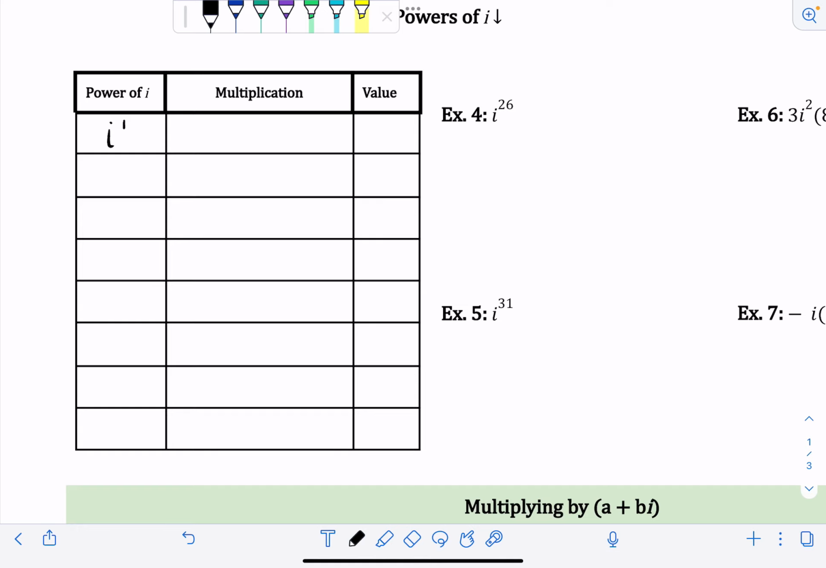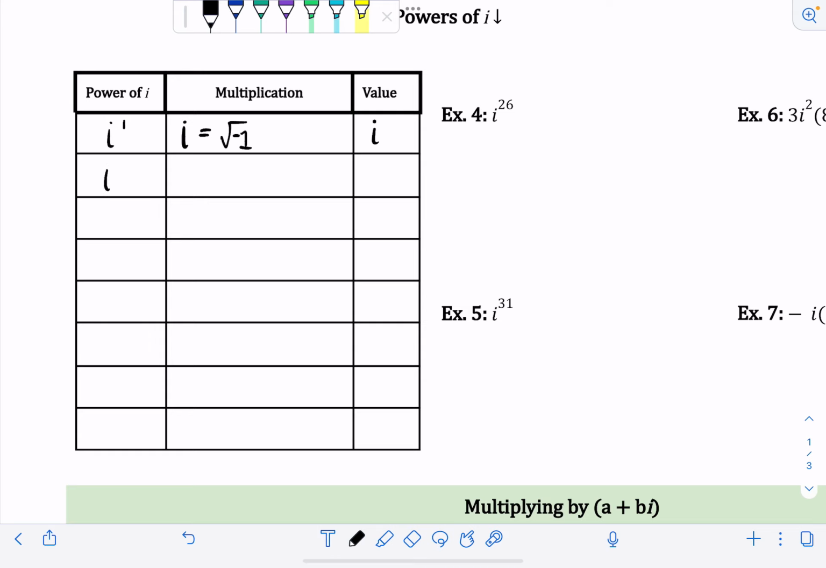And for the multiplication part, this will make more sense as we go down the table, but for now we're just going to state what i is. The definition of i is the square root of -1. And on the right side of the table, the value is going to be its simplified form. This line probably seems silly when you're first writing it, but it should make sense as we go up in higher powers.